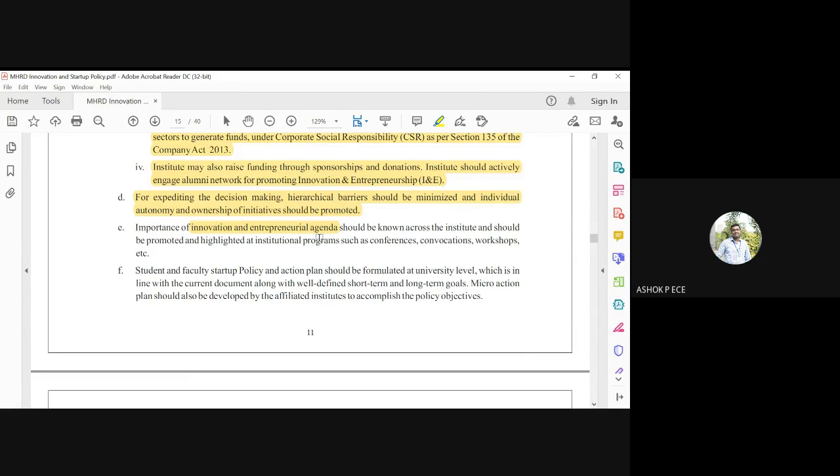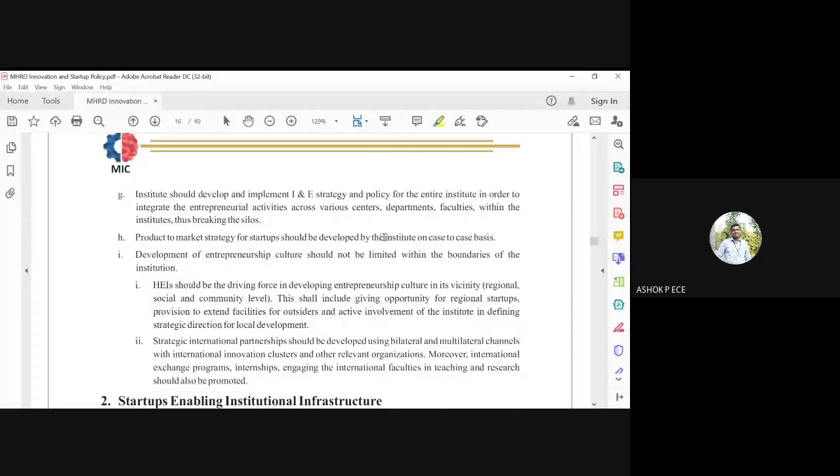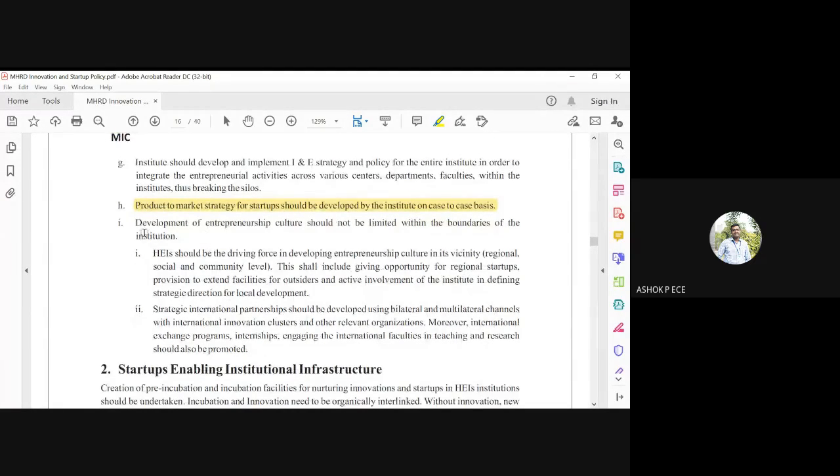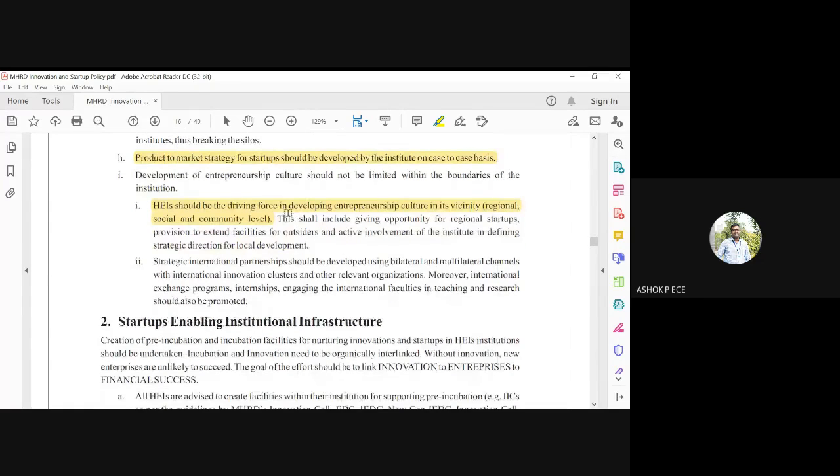of the institute. They should be able to guide the students effectively that in case of any financial shortcomings, the college has this innovation fund to see them through. Product-to-market strategies of startups should also be developed. You should start marketing your product as and when you do it, on a case-to-case basis. The government understands that the higher education institution should be the driving force in developing entrepreneurship. Entrepreneurship can start only from the institutions because they shape the individual, so they will give a good opportunity for startups and other things.